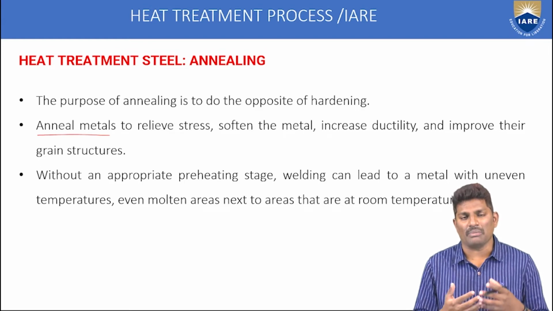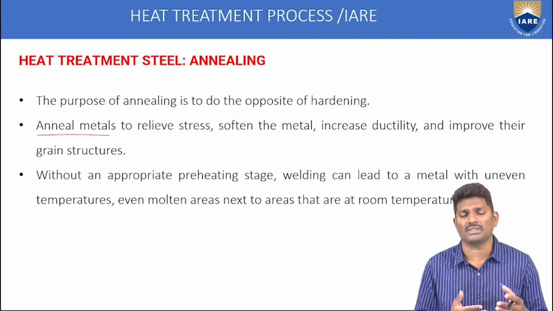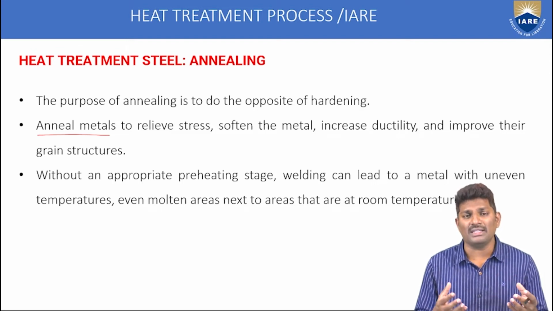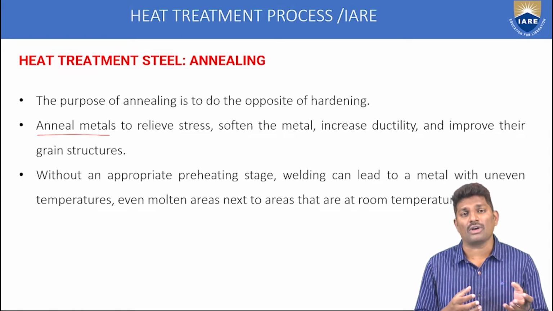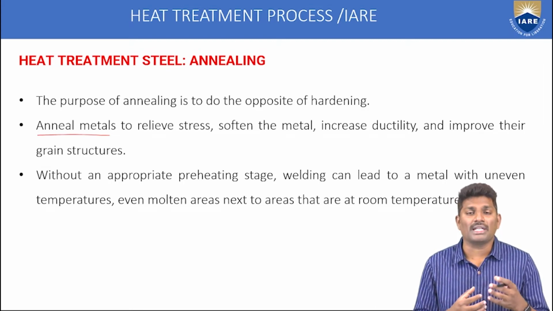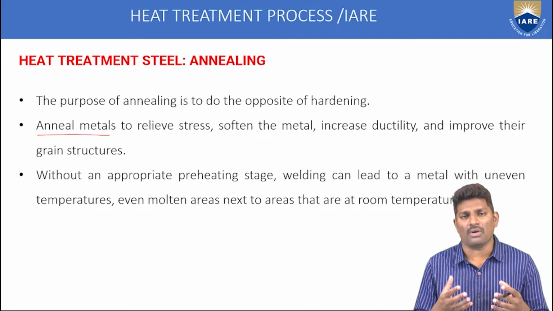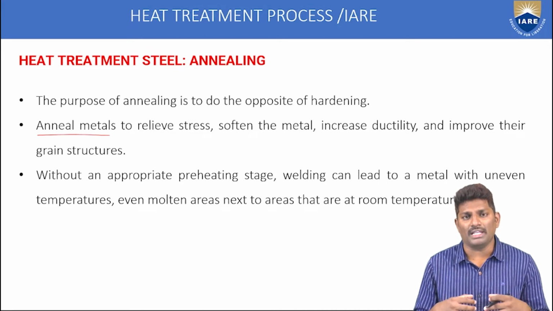So the main criteria of doing the annealing process under heat treatment are: first, any stresses incorporated inside the body can be relieved. Second, it softens the metal. Another is that it increases the ductility of the material in order to do any type of manufacturing process, and it also improves the grain structure within the body. These are some of the important mechanical properties developed inside the body by doing the annealing process.